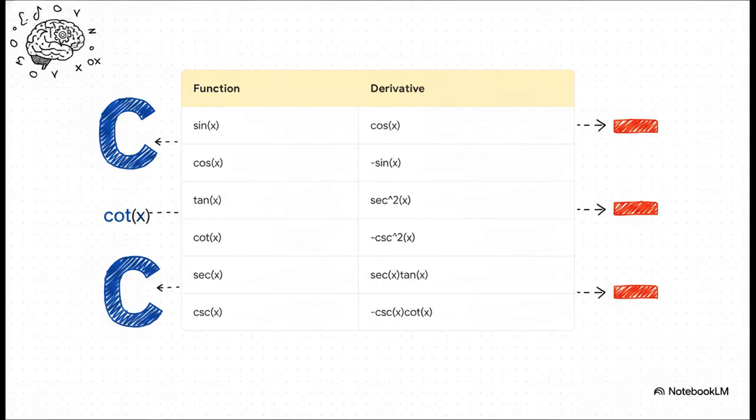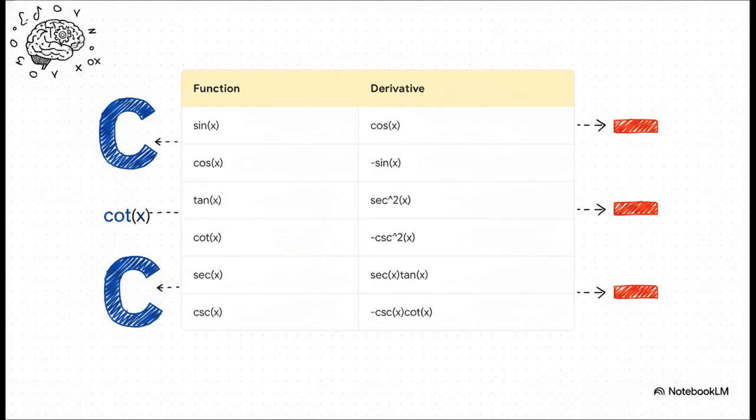To effortlessly lock these 6 trig rules into your memory, just look for the defining linguistic trait. Check out cosine, cotangent, and cosecant. What do they all have in common? They all start with the letter C. They're the co-functions. And if you look closely at their derivatives, every single one of them, and only them, results in a negative derivative.